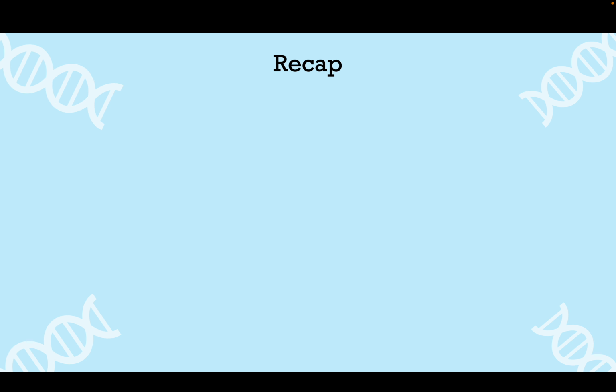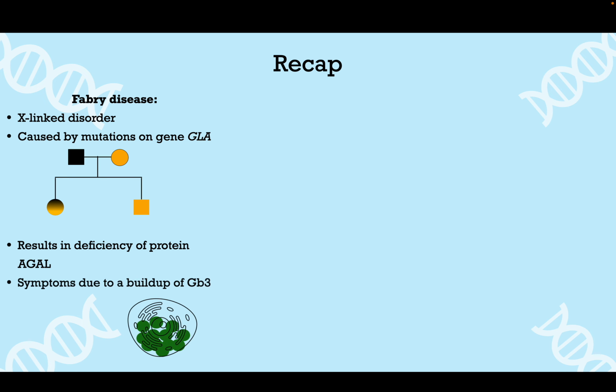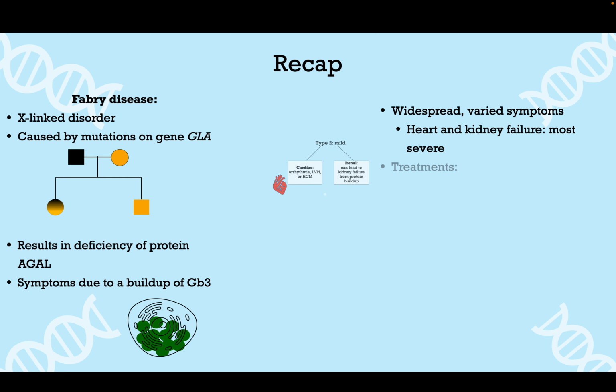We've done it! We've uncovered Fabry disease. Let's review what we've discovered. Fabry disease is on the X chromosome and caused by mutations to a gene called GLA. The protein on this gene, called AGAL, becomes deficient and leads to a buildup of toxic GB3. While symptoms are varied, there are a few that cause great concern, like heart and kidney failure. Fortunately, some treatments can help delay the onset of these symptoms, like enzyme replacement therapy and other emergent therapies.